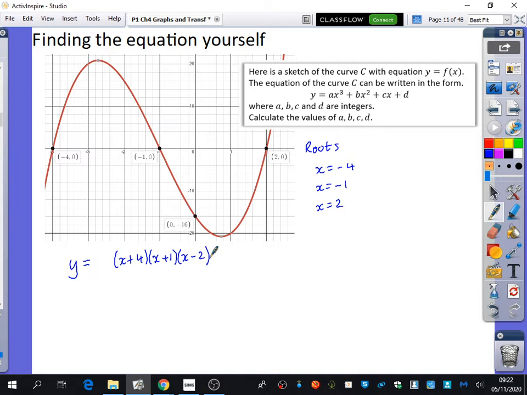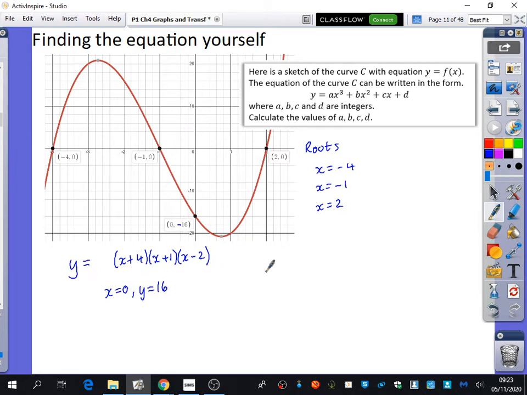But you told me there were two important things on this graph. You told me about the intercepts, the roots and the y-intercept. So let's just see if this works with the y-intercept. It doesn't work with the y-intercept, because the y-intercept here, it's a bit difficult to see, is minus 16. So if x was 0, we want y to be equal to minus 16. But is y equal to that when we do this?